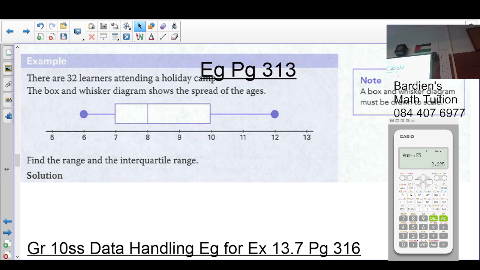So we are told there are 32 learners attending a holiday camp. The box and whisker diagram shows the spread of ages. So let's see the note here. The note says the box and whisker diagram must be drawn to scale. What does that mean to say? That means to say you don't just draw the box and whisker.